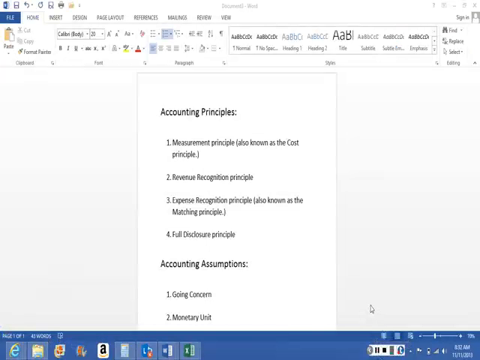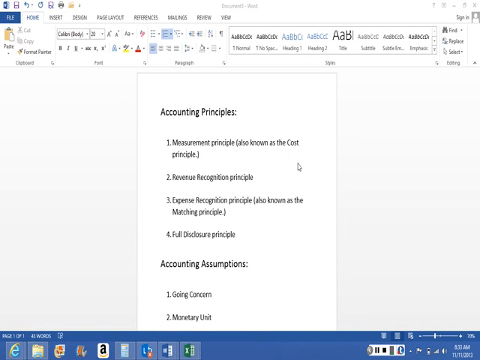In accounting, we follow four major principles, and we make four assumptions. The major accounting principles we will learn about and follow for the duration of our class are as follows. Number one, the measurement principle, also known as the cost principle. This principle dictates that we record all accounting information at its original cost, or what you pay for it.